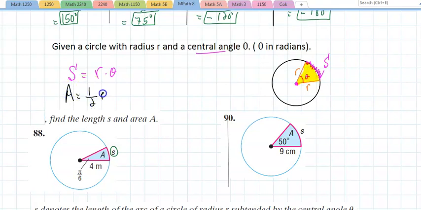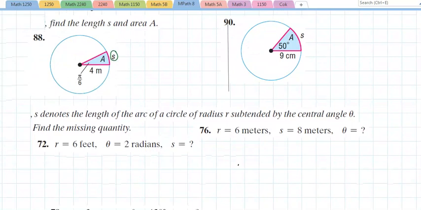That is 1/2 r squared theta, provided theta is in radians. If theta is in degrees, that wouldn't work. So if I want to take this distance s, instead of being a circle, put it on a flat surface, that's the formula for it. And if I want to find that area, there it is.